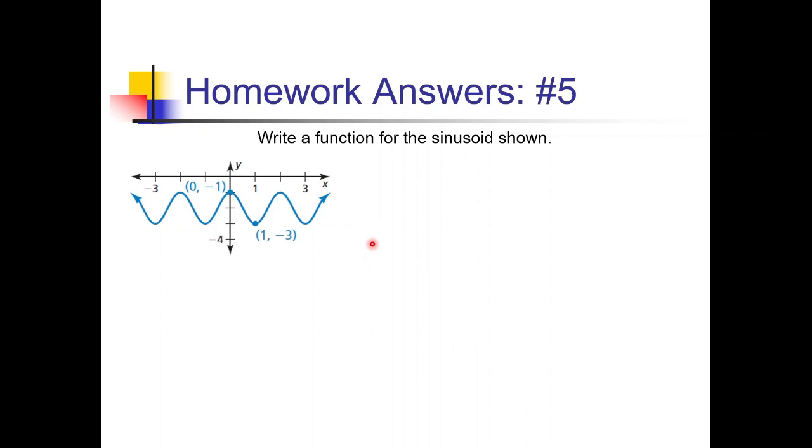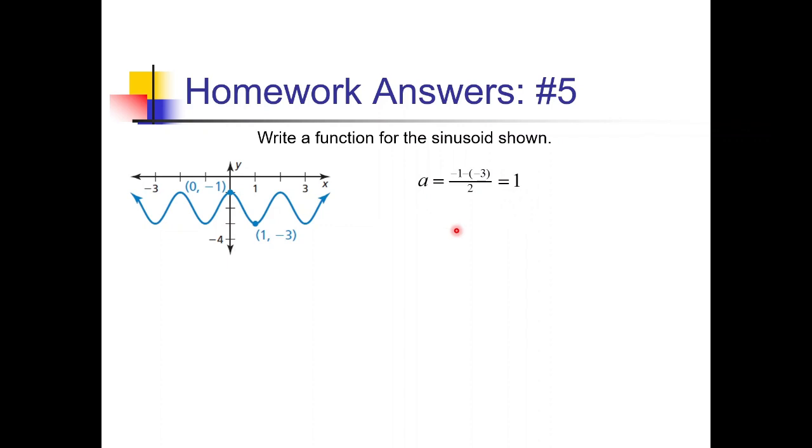To write a function for this sinusoidal graph, let's come up with a few different pieces. Let's start with the a value, the amplitude. That's going to be max minus min over 2. So -1 minus -3 over 2. So that's 2 over 2, which is 1. That's how much we're fluctuating from the midline up and down.